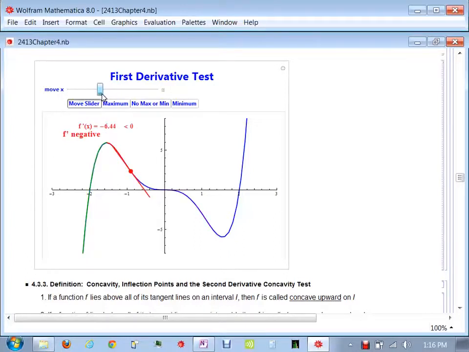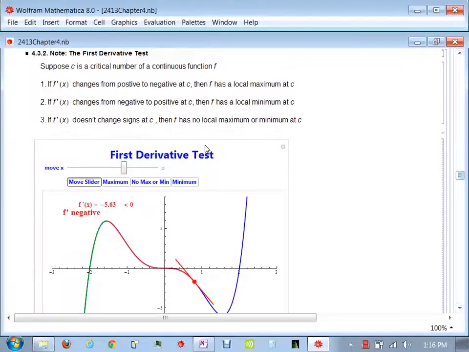So to the left of it, it's negative. To the right of it, what's it going to be? Negative still. So what happens if we have a critical number? To the left, it's negative. To the right, it's negative. What does that tell us? If it doesn't change signs, it goes from negative to negative, then there is no maximum or minimum.